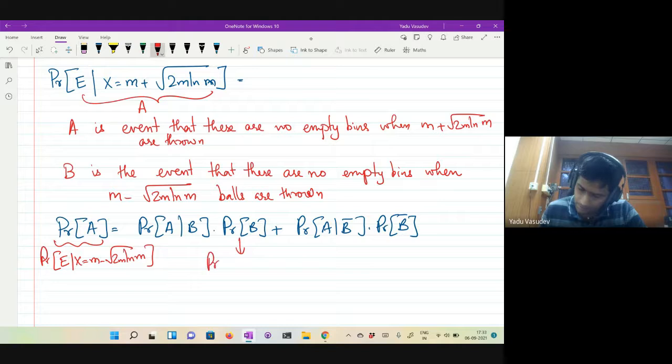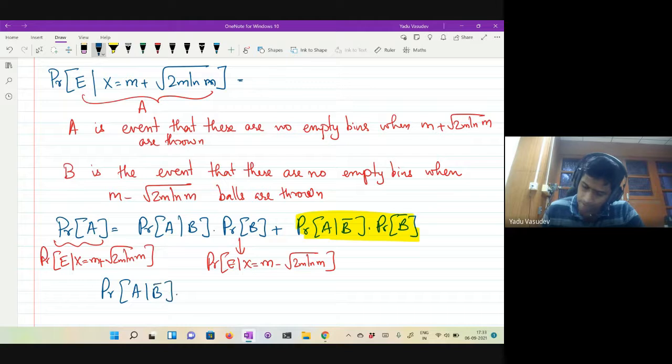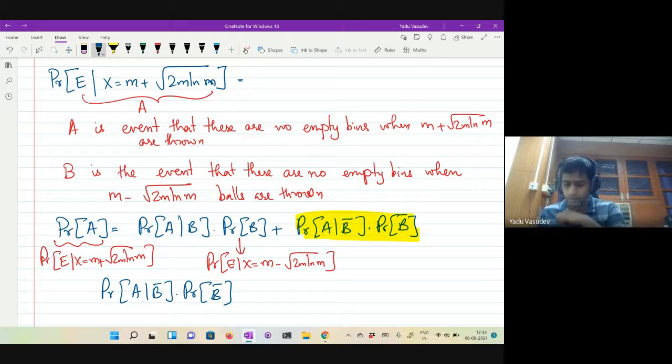And this is the probability of E given x is equal to m plus m minus square root 2m ln n. Right? So what we are interested in is this event. So the probability of A given B complement times the probability of B complement. Correct? How do you upper bound this? So notice what do you want here. Once you do this step, you don't really want to try to compute this probability exactly. That might be too tiresome, too difficult.